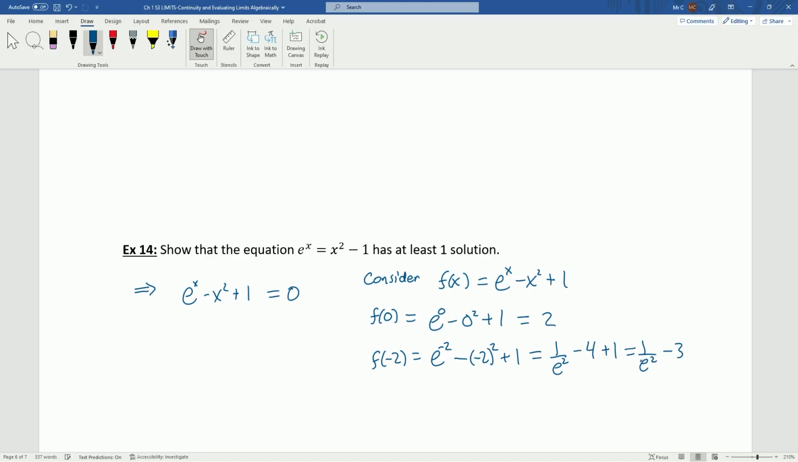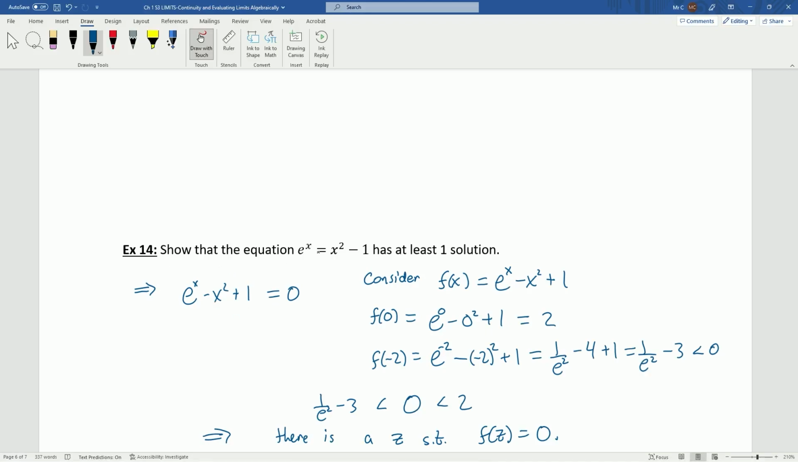And 1 over e squared is 1 over 2.7 squared. That's much smaller than 1. Minus 3, this is definitely a negative number. And so 0 is between 2 and 1 over e squared minus 3. So that implies that there is a z such that f of z equals 0. And obviously that z is the solution to this equation.